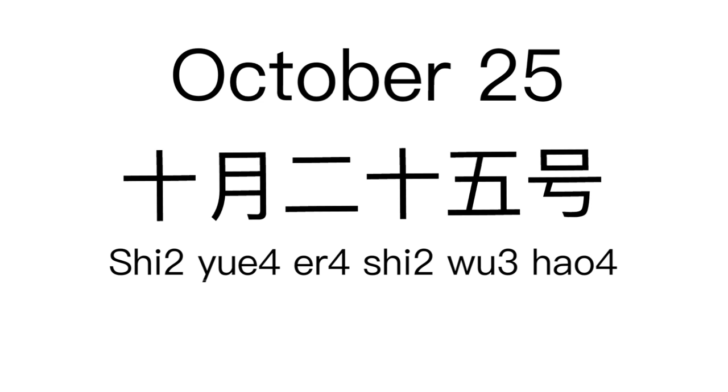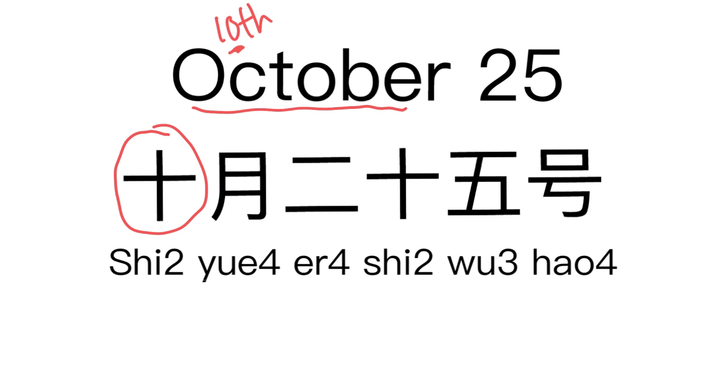Here we have an example: October 25. How do we say October 25 in Chinese? First, again, we have to determine what month October is. October is the 10th month of the year. Since this is 10, we use the number 10 in Chinese, shi. And remember, October is a month, therefore we have to add the yue. So we have shi yue.